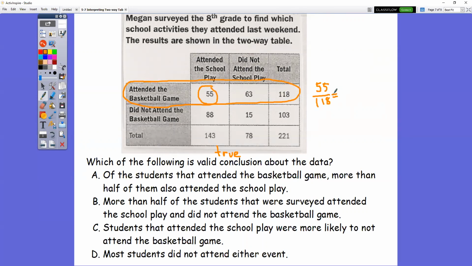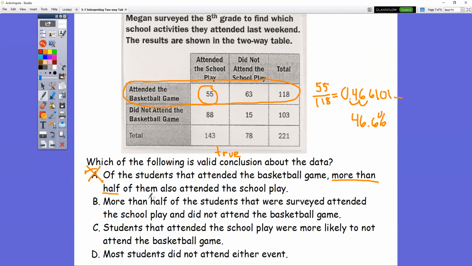If we do 55 out of 118, you get a big long decimal that is 0.46610 and so on. So if we move the decimal point over 2 places, this is really like 46.6%. Is 46.6% more than half? No. 50% is half. So 46% would be less than half. So it's not choice A.